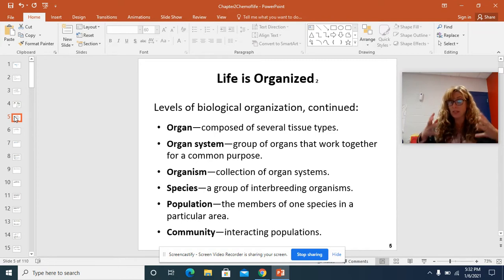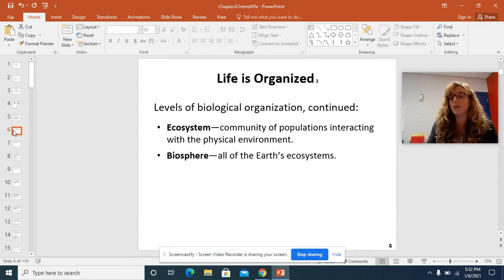An organism is like the whole, us, me. A species is all humans, Homo sapiens, or any species; your dog is a species. Populations are all the members of one species that live in a given area, versus a community, which is interacting populations. Then we continue to move on in our organization. An ecosystem is the living and non-living things in our environment, and then the biosphere is all of Earth.